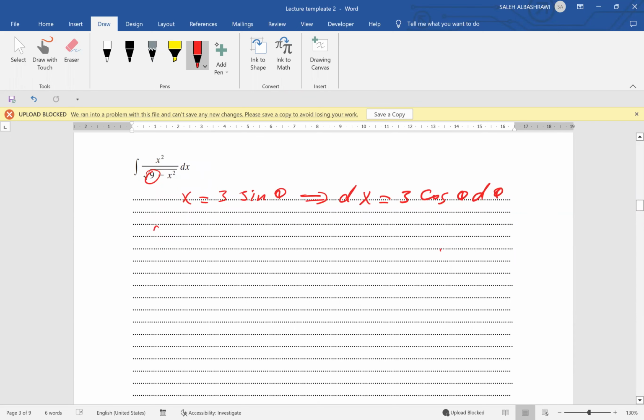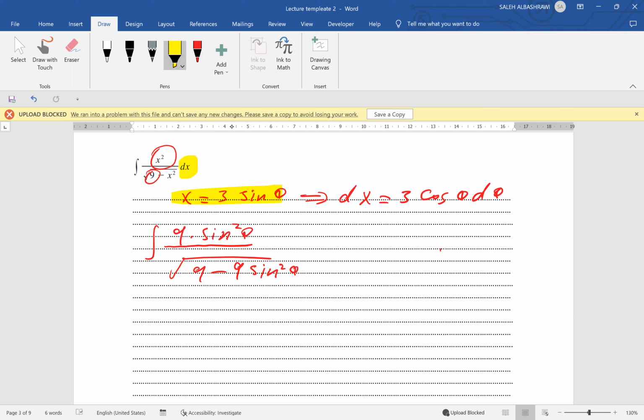So the integration now will be x squared, we are going to square this one. So I'll have 9 multiplied by sine square theta divided by square root of 9 minus 9 sine square theta. And also we have d theta. We shouldn't forget this one. dx is given by 3 cosine theta d theta.